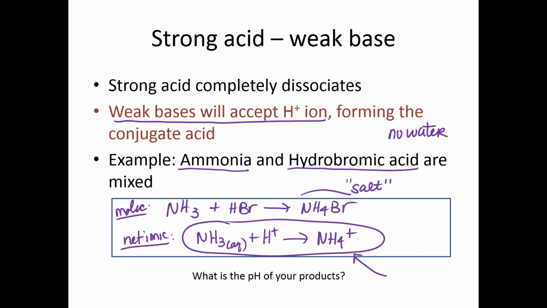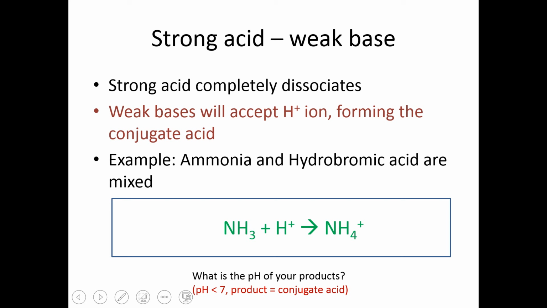Notice my product here is the conjugate acid of a weak base. So in this case, the products of my neutralization reaction are going to be slightly acidic because I have made the conjugate acid. Okay, so again, this reaction looks a little bit different than the other two. But just remember, bases are hydrogen takers. If you think of it that way, then it'll make sense. It's going to take a hydrogen, and it's going to leave you with the conjugate acid.